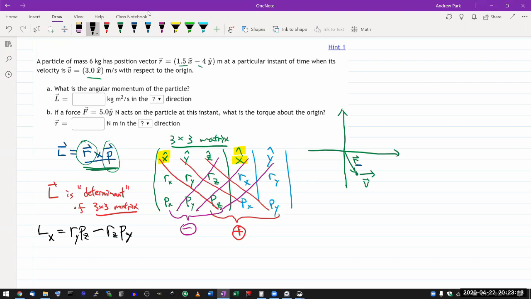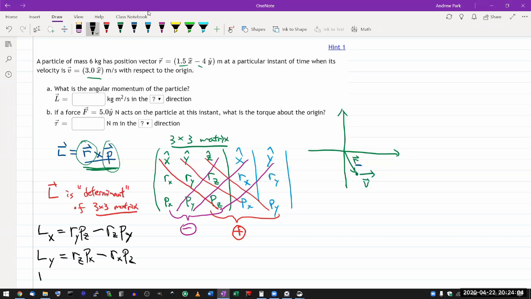And there are other patterns you can pick out here, cyclical, anti-cyclical permutation. Let me not get into that. I'm just going to use this mnemonic device to remember and write down the formula. So let me do the Y component. You'll just have to follow it with your eyes, not my highlighter. So the Y component of the angular momentum is Rz Px, that's the positive part, minus Rx Pz.